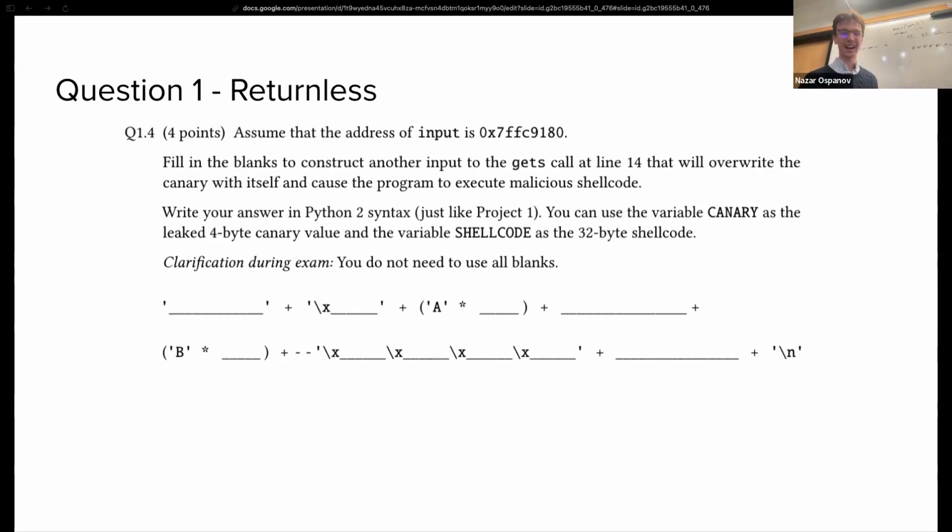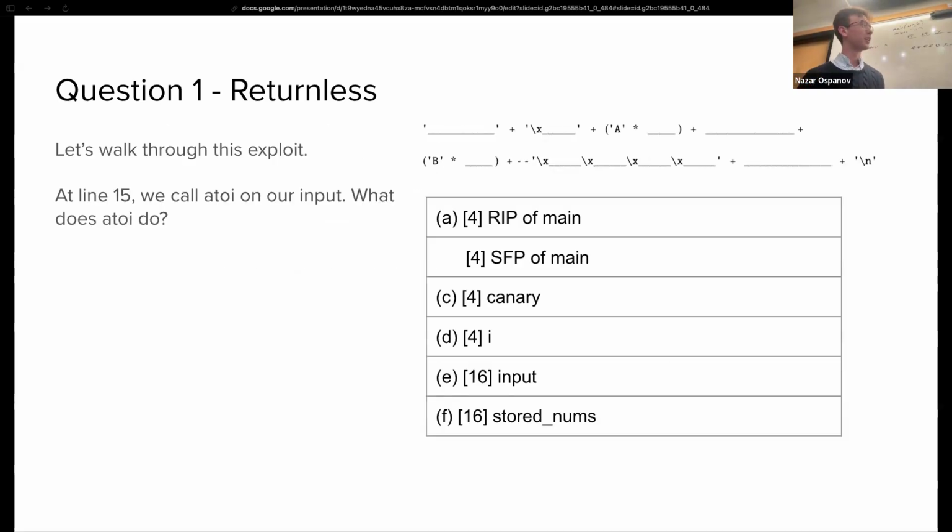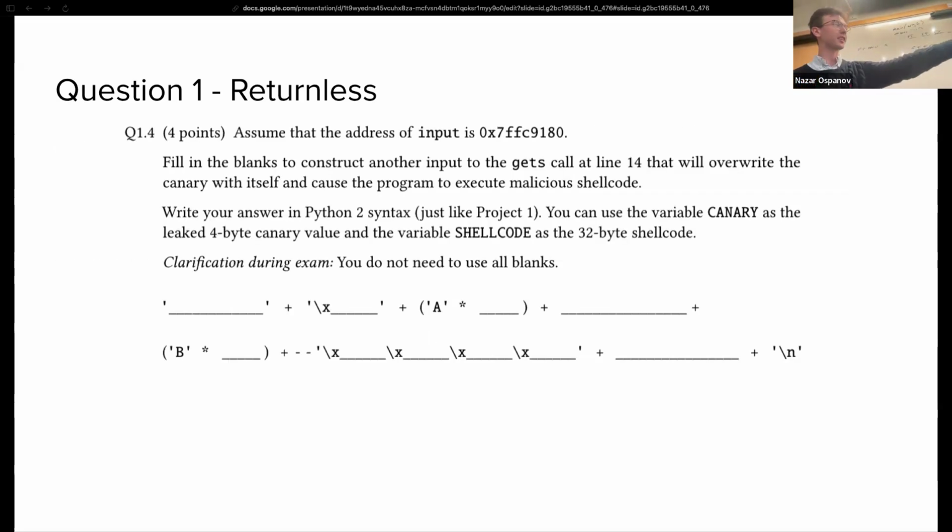I think we got all the parts. The first part, as you have pointed out correctly, is just pattern matching. We have the values canary and shellcode available to us, so we just fill in those two values. This is completely correct. And -1 is to exit out of the loop.